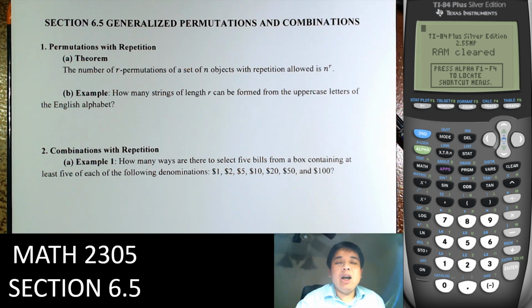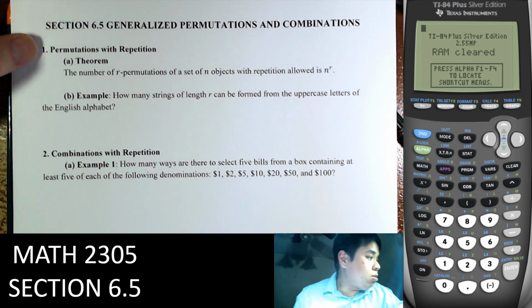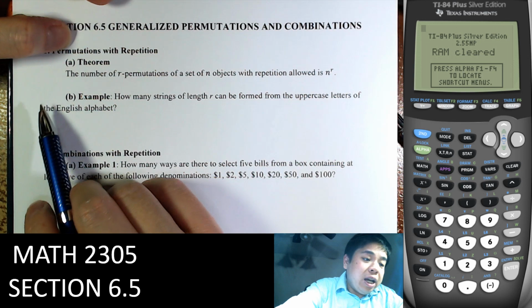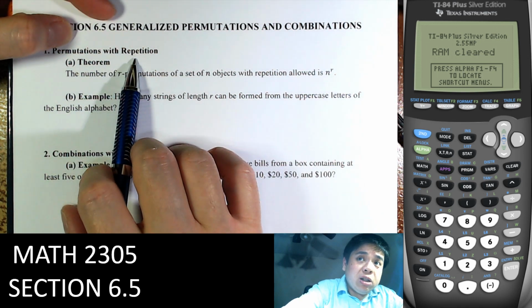Hi everybody, welcome to another video in the Swiss Math section 6.5. So in this section we'll study permutation and combination in other unique situations. And once again, permutation is where order does matter and combination is where order does not matter. Right. Now, the first case we want to study is the permutation with repetition.